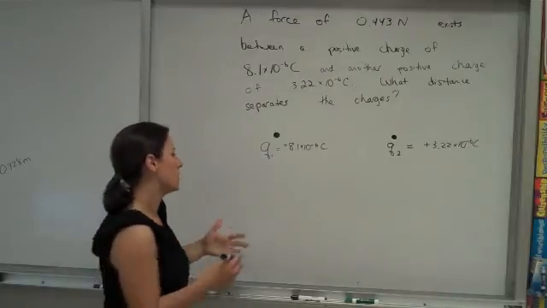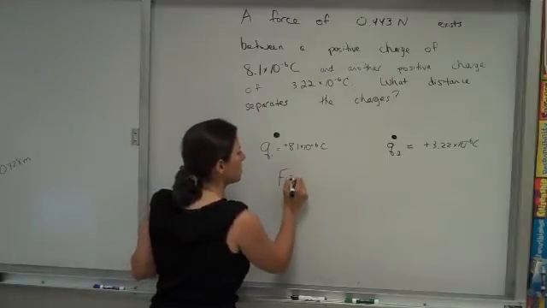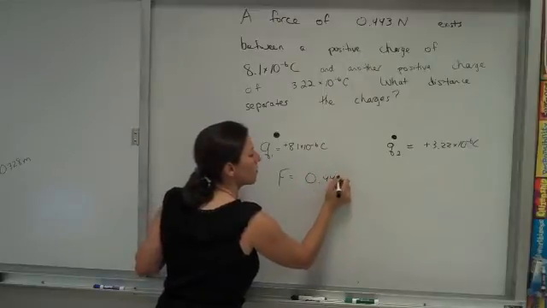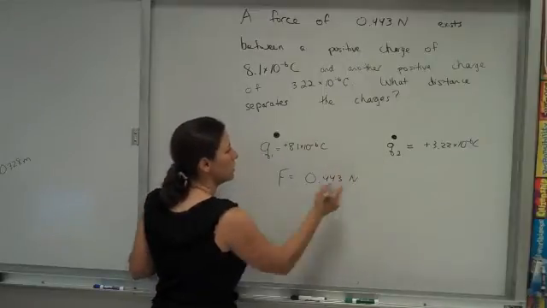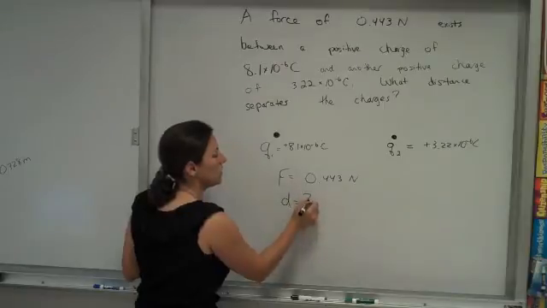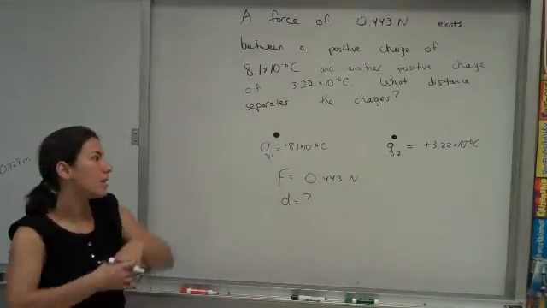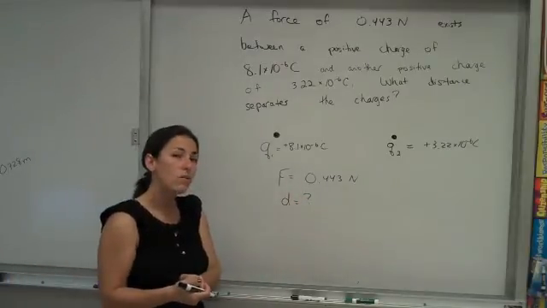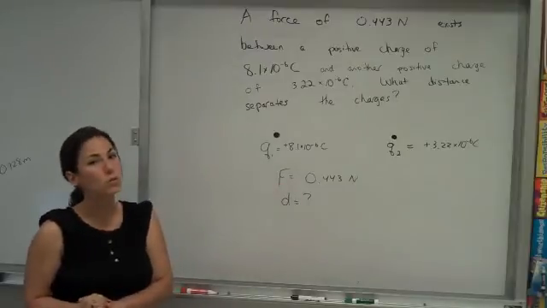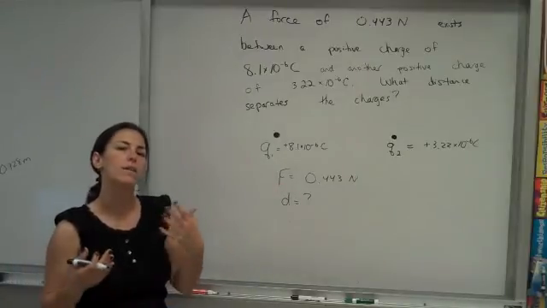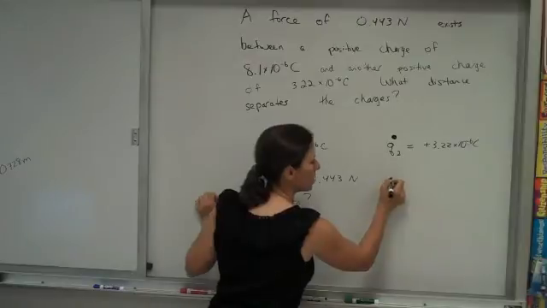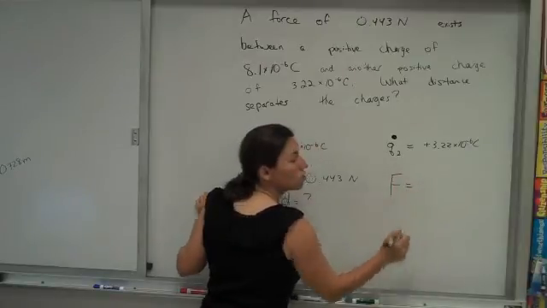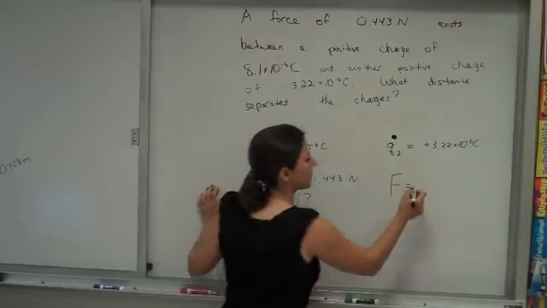And what we'd like to do is say, okay, I know the force of 0.443 newtons. I know Q1 and Q2, and I'm looking for the distance between those two. And the equation that links all of these variables together is called Coulomb's law. Coulomb's law is a way of saying how much force two objects will experience.